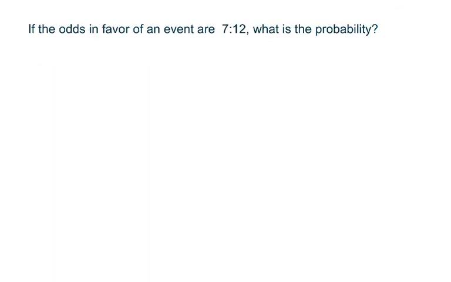If the odds in favor of an event are 7 to 12, what is the probability of this event? Well, remember, odds in favor give me successes to failures. So here I can see that I have 7 successes and 12 failures. Well, if I know the number of successes and I know the number of failures and I add those together, then my number of outcomes here must be 7 plus 12, 19.